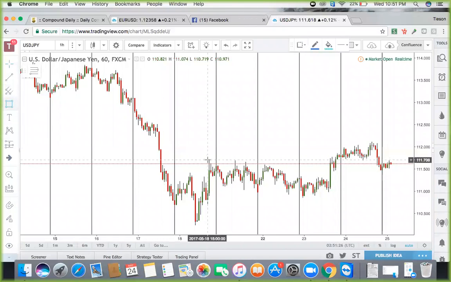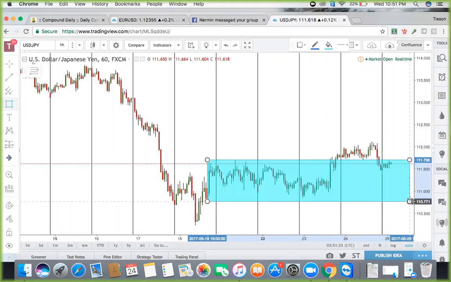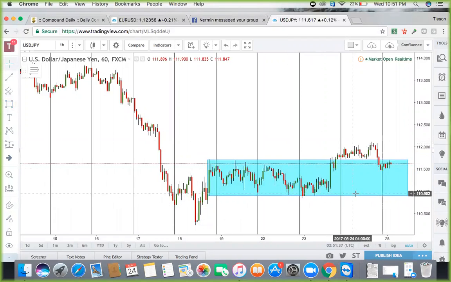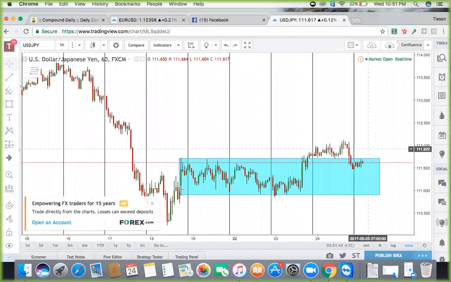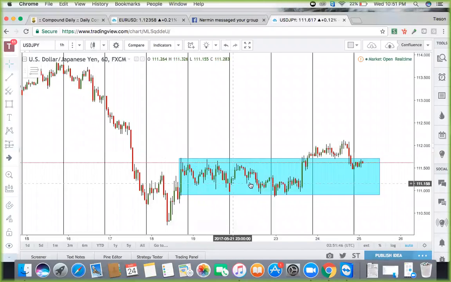Right, it started consolidating, and it's been in a little box. So personally, I wouldn't trade this pair at all. I wouldn't trade it right now. There's just too much consolidation. I think if you really want to, I'll analyze it for you guys, but personally, I'm not trading it.